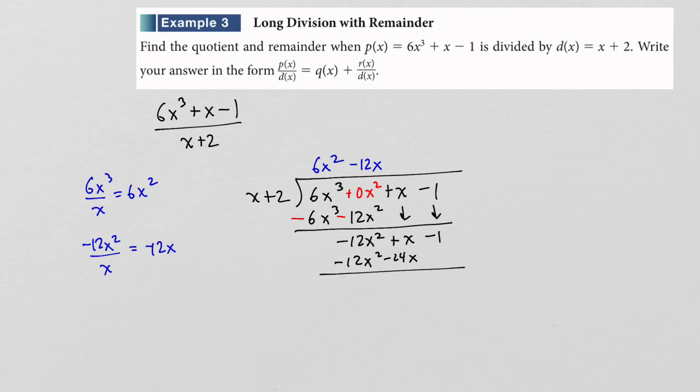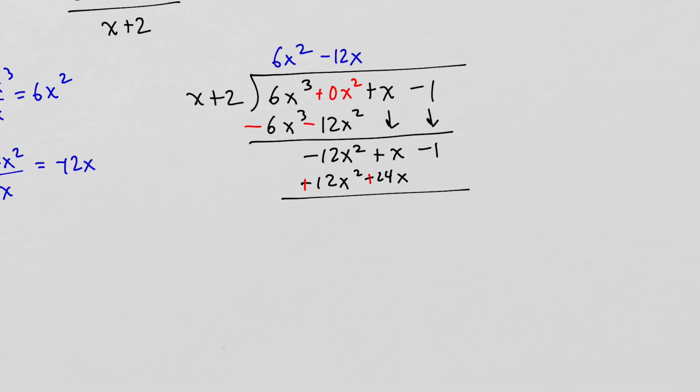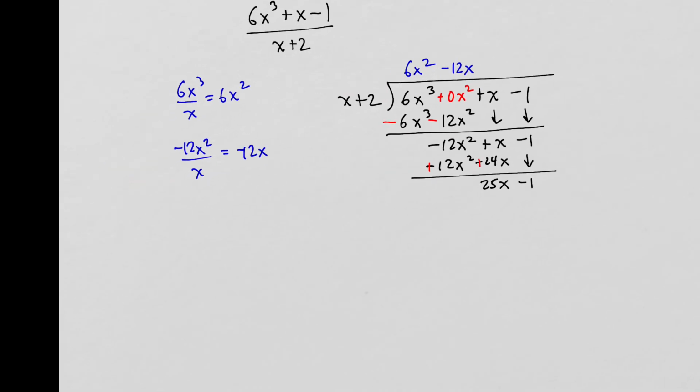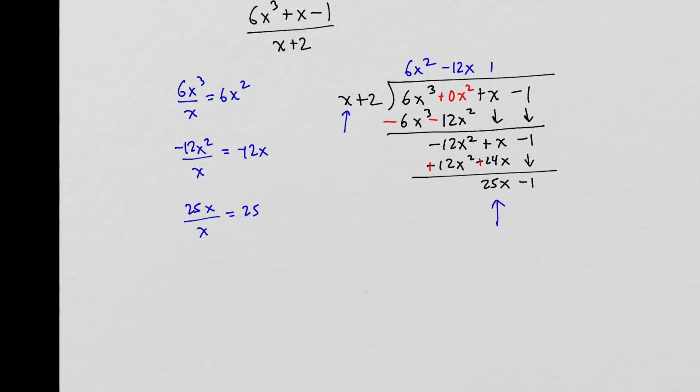And then we subtract, which means we change the signs. Combine like terms, these cancel out. 1x plus 24x is 25x minus 1. And we have one more division to do here. First term here is 25x. Divide that by the first term here, which is x, and that gives us positive 25.